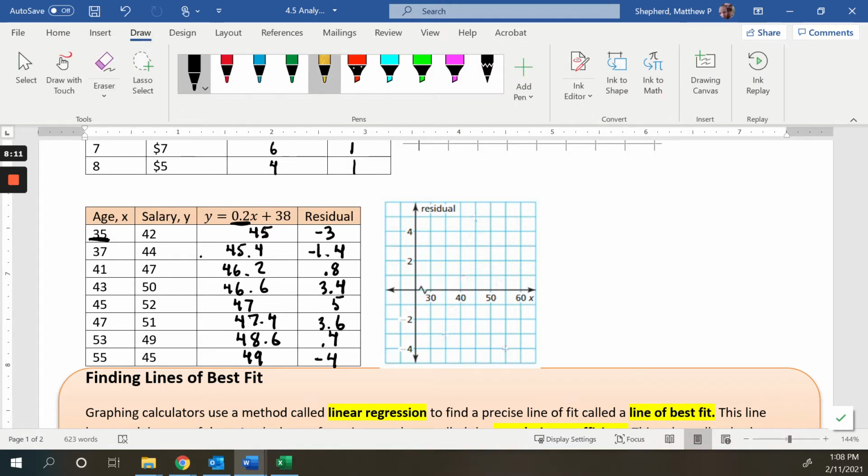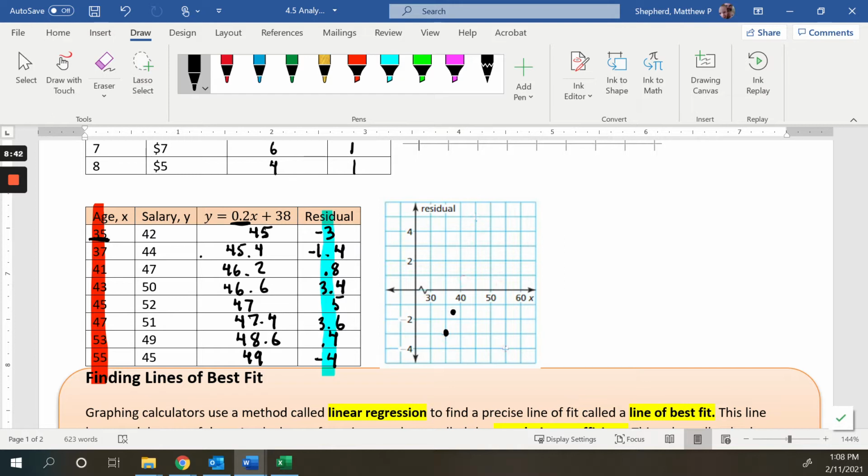In order to graph these, the ages will be x, the residuals will be y. So let's get those. At 35, we should be down at -3. At 37, at -1.4. So these are going to be approximate. You're going to have to approximate where 37 is on there and where -1.4 is.